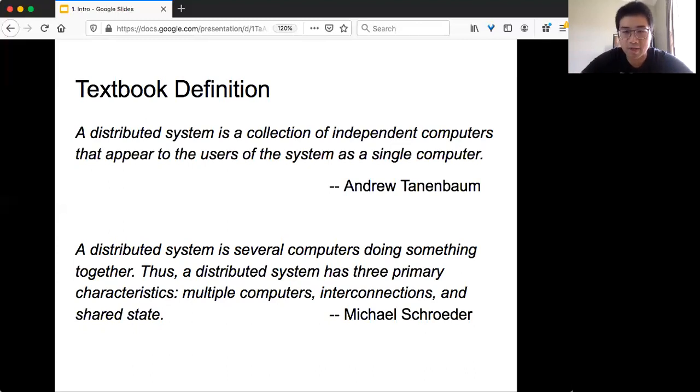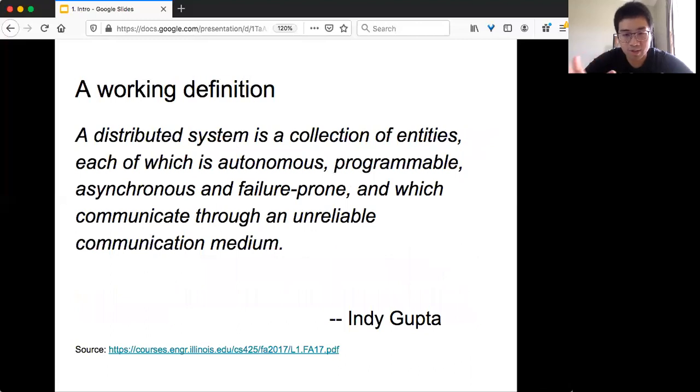Now let's look at another one by Indy. By the way, he's a great instructor, and I highly encourage you to check his lecture slides. So in his distributed systems course, he said, okay, actually a distributed system is really hard to define. So let's have a working definition. And then as you get to know more and more about formalism or applications, we can add more and more to the definition.